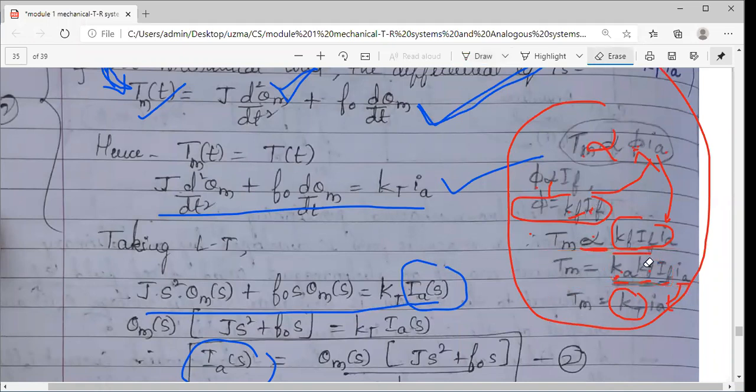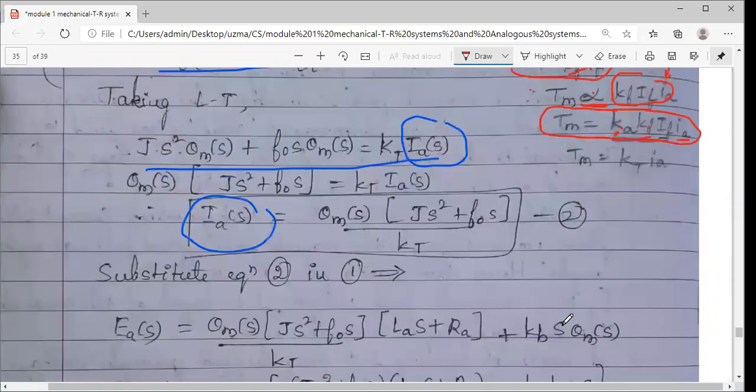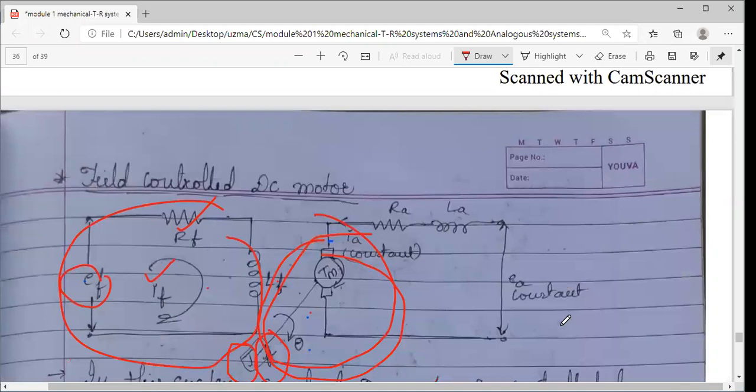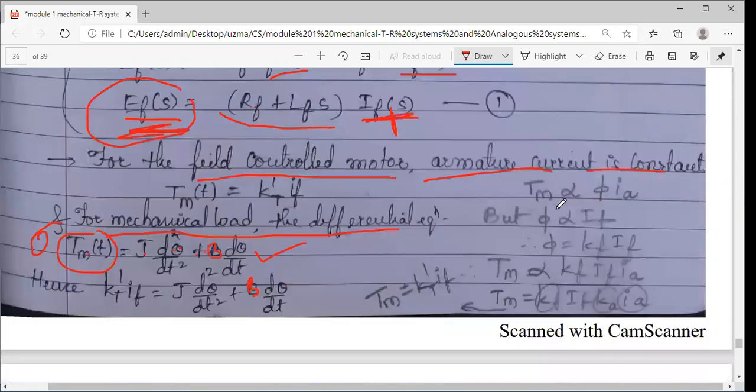Now what changes do I have to make for the field controlled DC motor? You can see the same term. Till here I will follow the same thing. I have repeated the same thing here with pencil. Tm is proportional to phi into IA. Phi is directly proportional to IF, so phi is equal to KF IF. Tm is proportional to this. So till here I have followed the same.